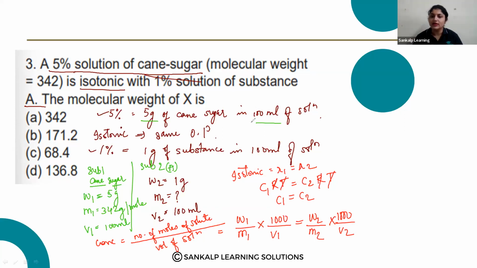Now we will substitute the given values. W1 is 5, M1 is 342, into 1000 into V1, which is 100, equals W2, which is 1, divided by M2, which we don't know, into 1000 into 100. Here 1000 and 1000 cancel, 100 and 100 cancel. So M2 is equal to 342 divided by 5.